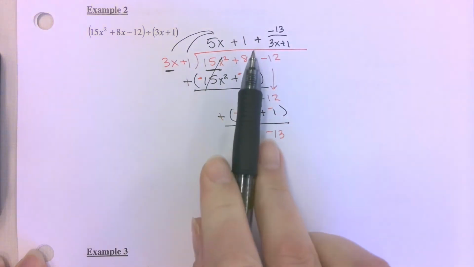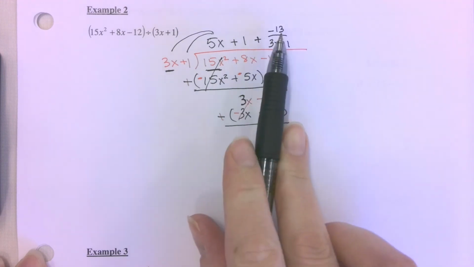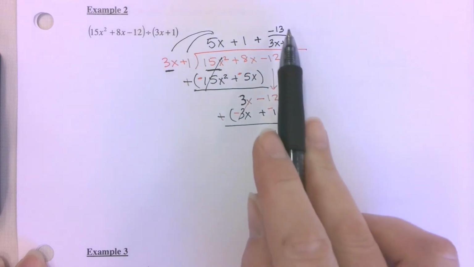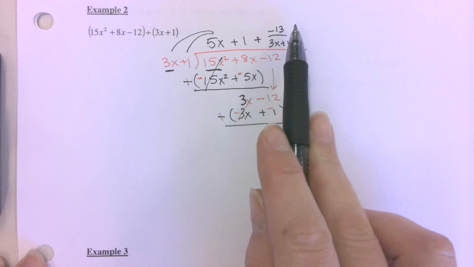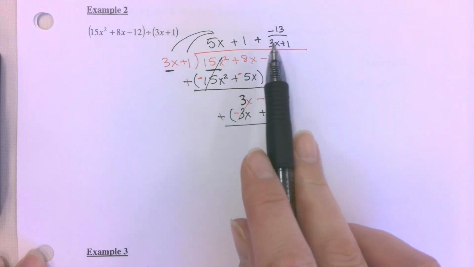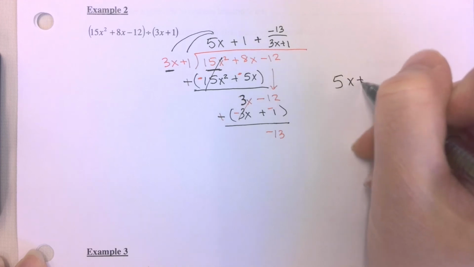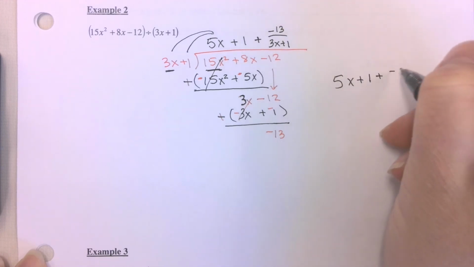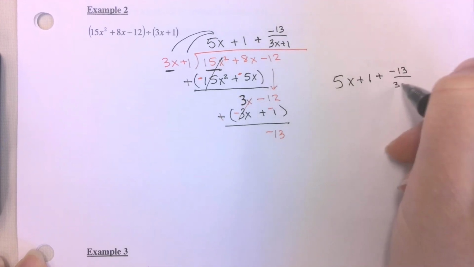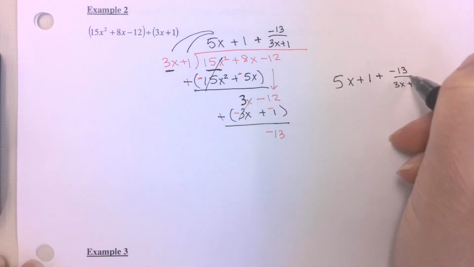Some people choose to subtract because it's a negative number, and that is okay. You have to watch if you have more than one term in your numerator. So my rule of thumb is just add on the negative. Your final answer is 5x plus 1 plus a remainder of negative 13 over 3x plus 1.